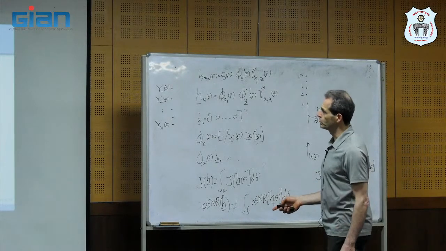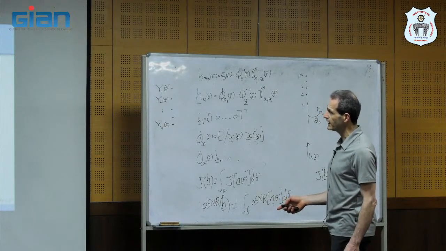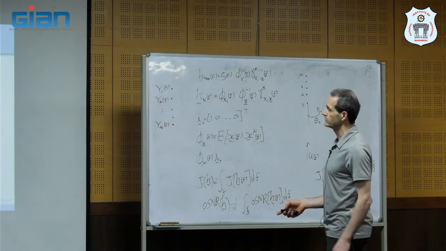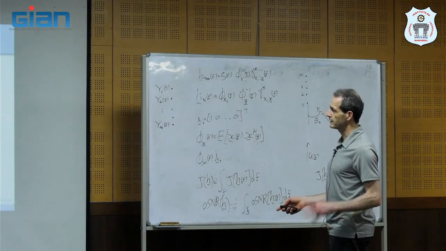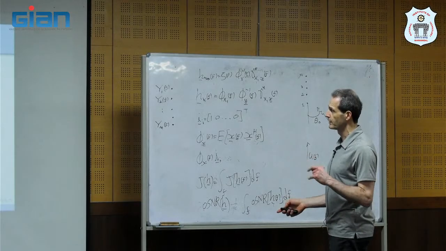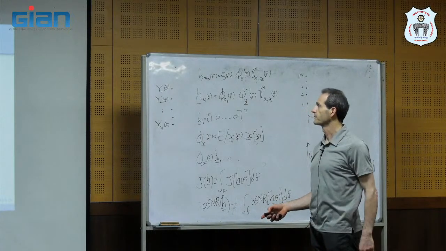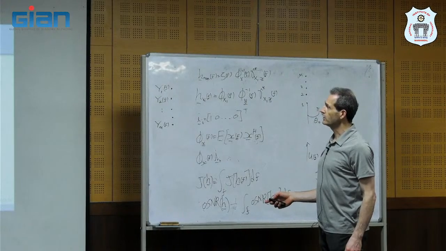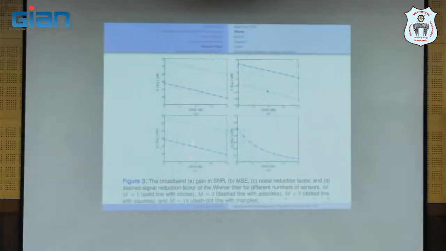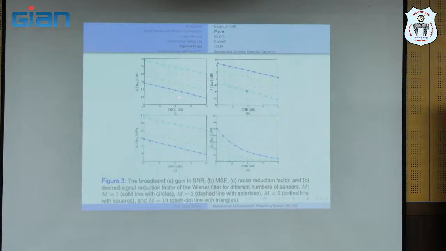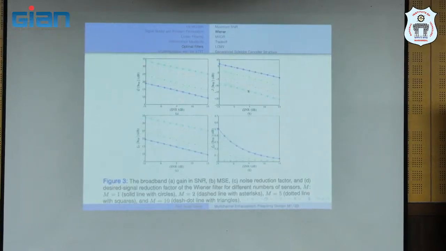Now, if I want to increase the noise reduction, of course, I need to increase the number of sensors. But the big jump comes from 1 to 2. Afterwards, from 2 to 3, it will be a smaller jump, 3 to 4, and so on. Okay. And also, when I increase the noise reduction, I also increase the output SNR. So the gain in SNR increases when I increase the number of sensors. I also decrease the distortion and decrease the MSC.